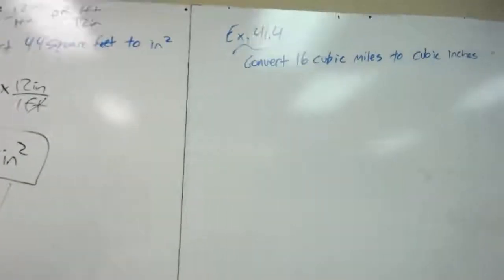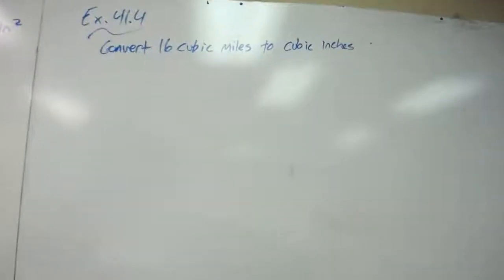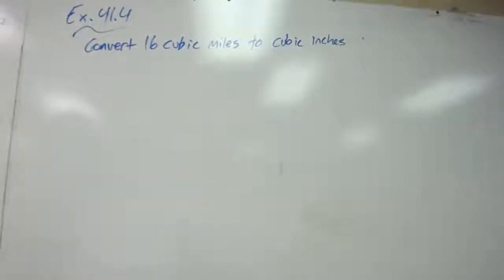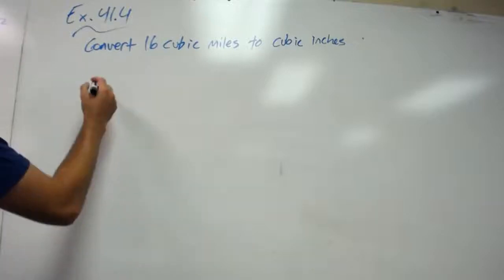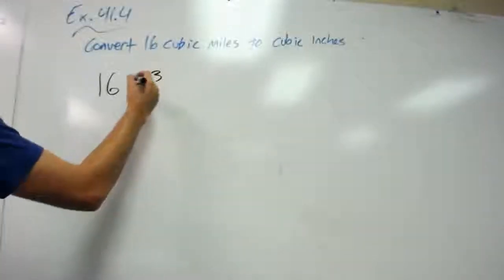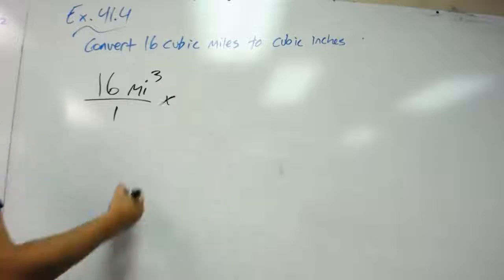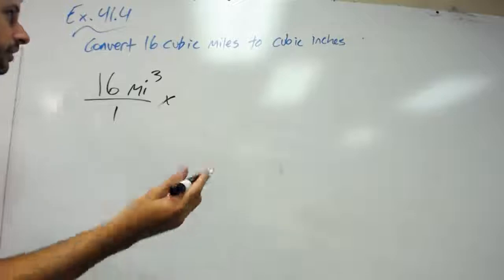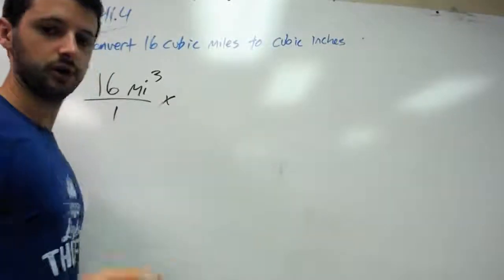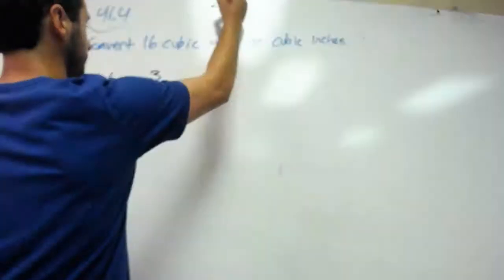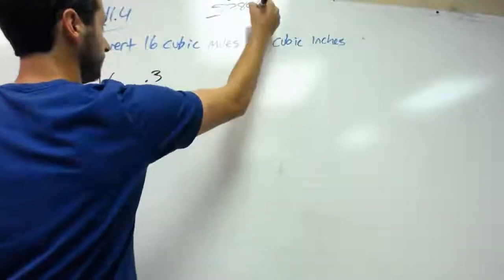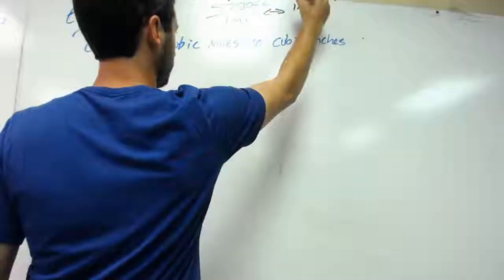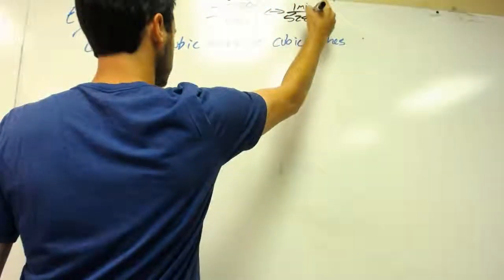So let's look at one more. Now we got a couple different measurements, miles to inches, and we're talking about cubic. So cubic means 3, so we would write 16 miles cubed. Write that over 1, and we got to convert it. Well, do you know how many inches are in a mile? Neither do I. However, I do know that there are 5,280 feet in 1 mile, or vice versa. You could say 1 mile. So you do have to know your measurements.